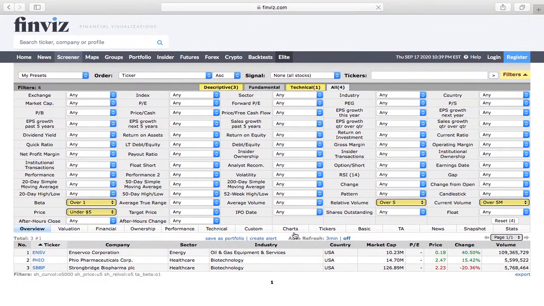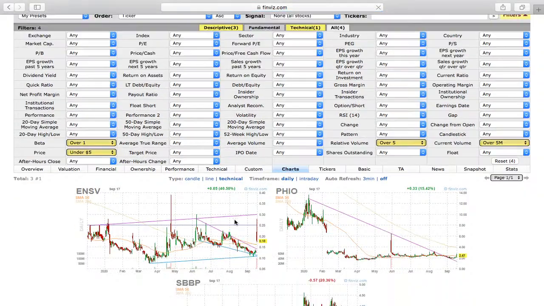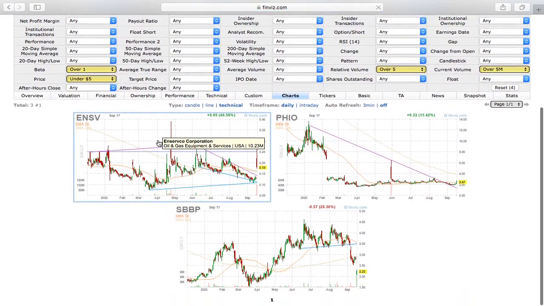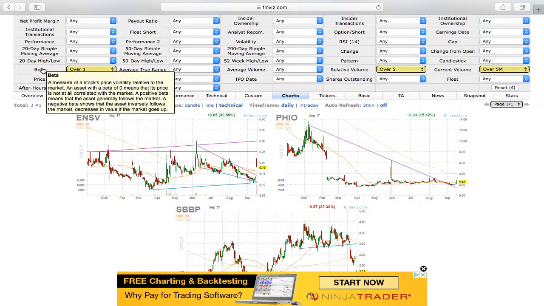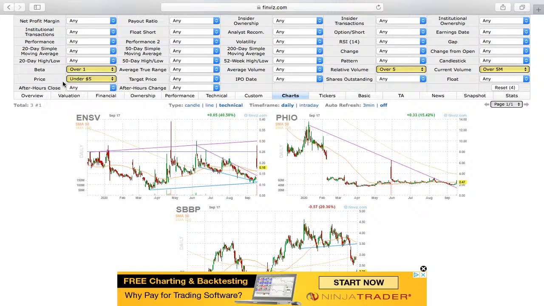So 3. You just go to charts, so you can see all the charts. Oh, ENSV. That was definitely an alert, I want to say. See, it bounced up there. So these are ones that have a lot of volume, and they're on the volatile side. Beta is another way to measure a stock's price volatility relative to the market. An asset with a beta of 0 means its price is not at all correlated with the market. A positive beta means the asset generally follows the market, and a negative beta shows the asset inversely follows the market, decreasing in value if the market goes up. Typically, a higher beta is a little more on the volatile side.